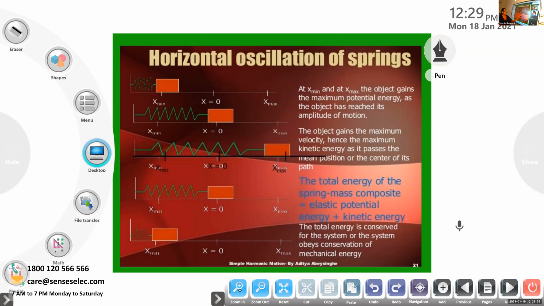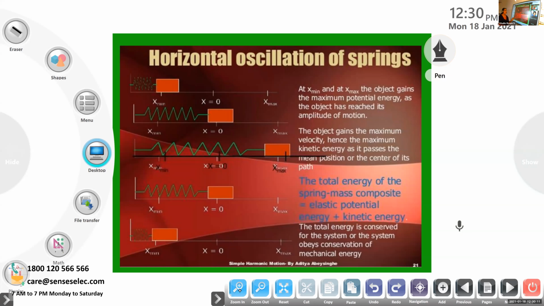Next thing, total energy of the spring mass composite: kinetic energy and potential energy. Since the spring has elasticity, we call the same potential energy elastic potential energy. When an object is moving upward, we call it gravitational potential energy. We have learned this, elastic potential energy and gravitational potential energy. So the potential energy possessed by the spring we call elastic potential energy. That is why it is given.